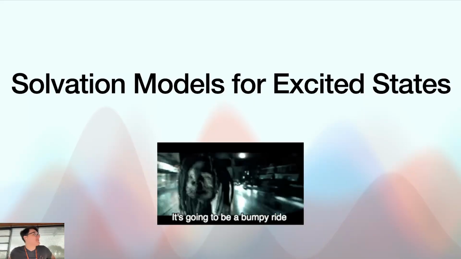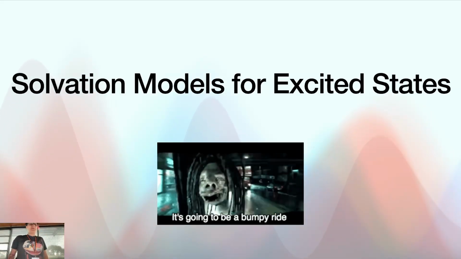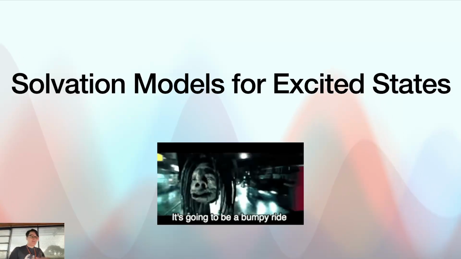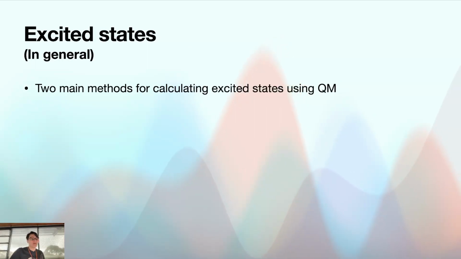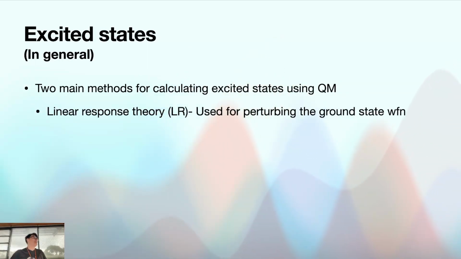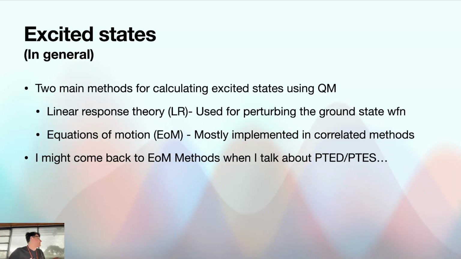So, solvation models for excited states, it's going to get bumpy here. This is where things start to get a bit more complex. There are two main methods for calculating excited states in QM. I kind of have to touch on this, sorry. Linear response theory is used for perturbing the ground state wave function, and equations of motion is mostly implemented in correlated methods. I don't really know a huge amount about EOM, and to be honest, I probably won't explore this just because they are so expensive. When you start doing CCSD calculations and then you need to do an extra step on top of that and optimize within that space and then apply PCM, it's just not worth it.